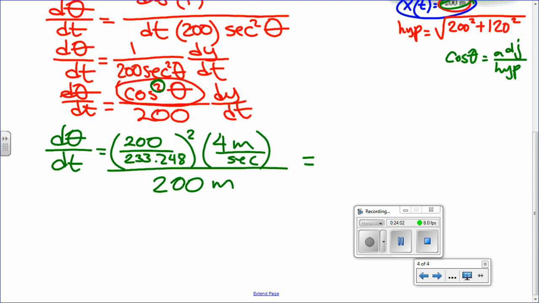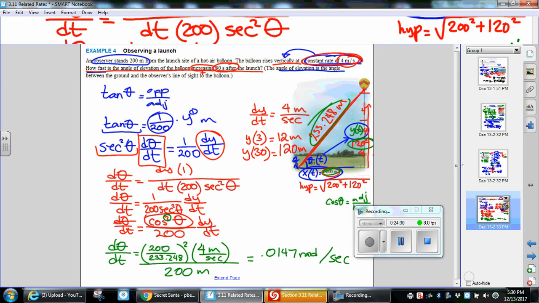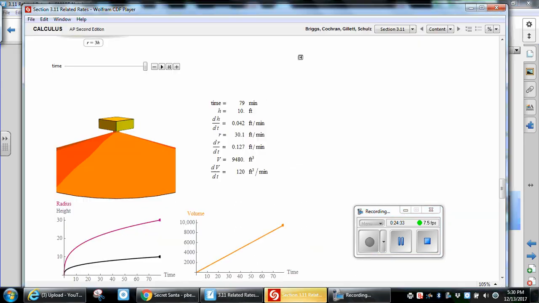And so let's see what we're going to get. What we get at the end is going to be 0.0147 radians per second. Of course, if you have your calculator set to degrees, then you will see that in degrees. But it is less than 1 degree, just so you know. Now let's just see the animation quickly before we stop the video.